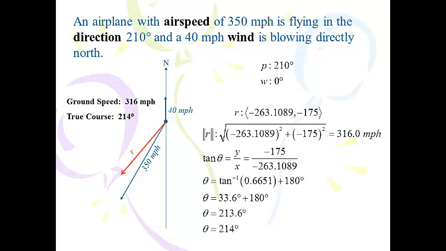So we ended up with a ground speed of 316 miles an hour and a true course of 214 degrees. And again, this is the vector method where we find the horizontal and vertical component of the plane, and we do the same for the wind, and we add them up. Now, what happens, though, if we don't have the plane and the wind? What if we have the resultant and the plane or the wind, and we want to find what's missing? Well, we'll have to use subtraction.